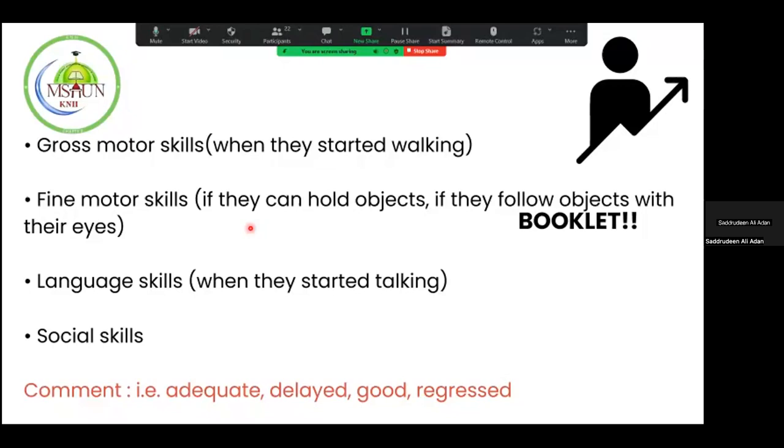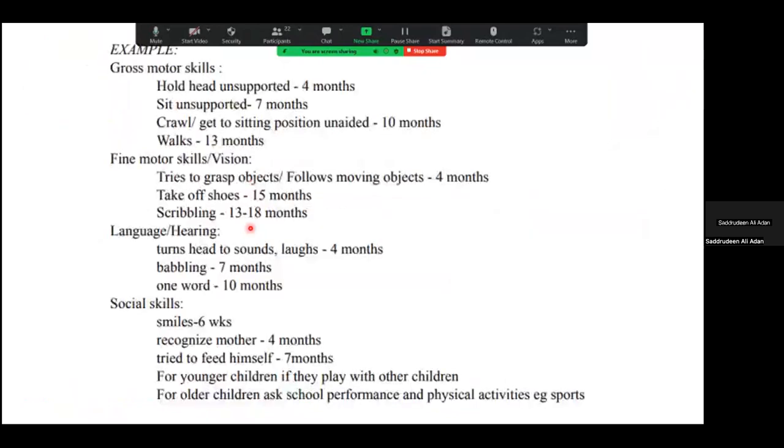So these are just examples, but these are too detailed, but you can just go through it at your own time. Just put it there for maybe people who want the gross motor, fine motor.